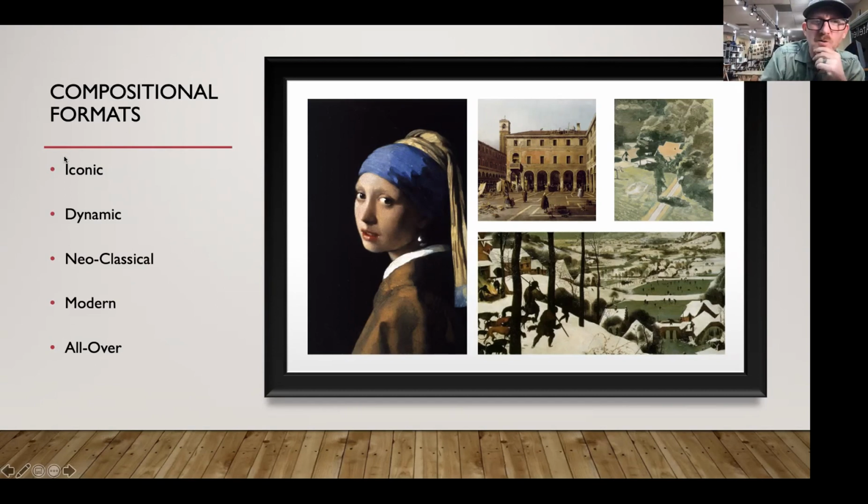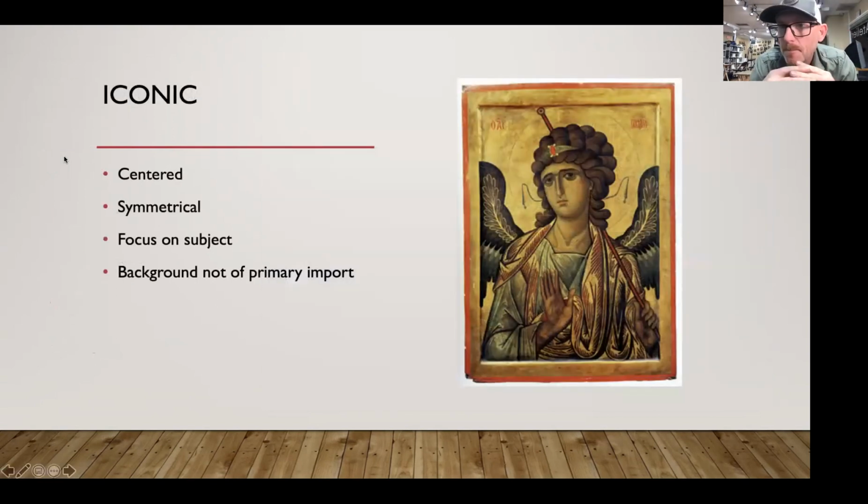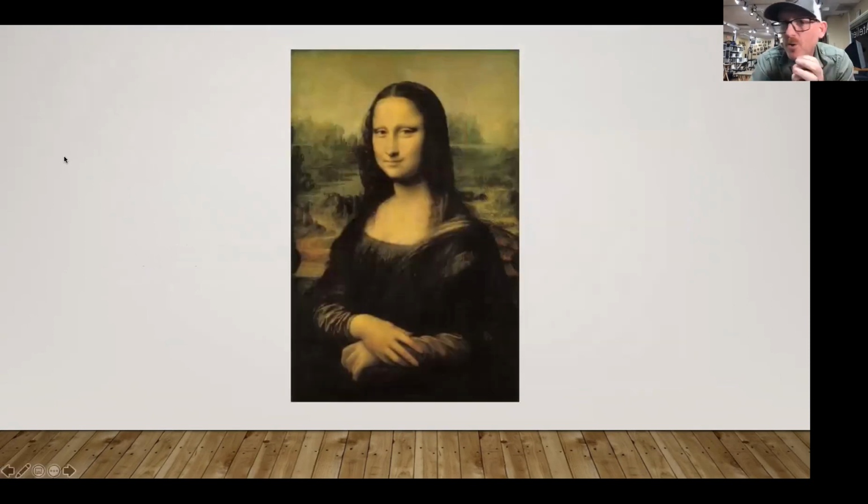Our first compositional format is iconic. And an iconic composition means that the main element is going to be centered. It's more or less symmetrical along that usually vertical axis. There is an extreme focus on the subject, the named subject, in this case, the angel. That's Gabriel. And the background is typically of less or even no importance. That gold background really just serving to let us know that we're in the heavenly realm. That's where we find Mona, of course. She is an iconic composition.